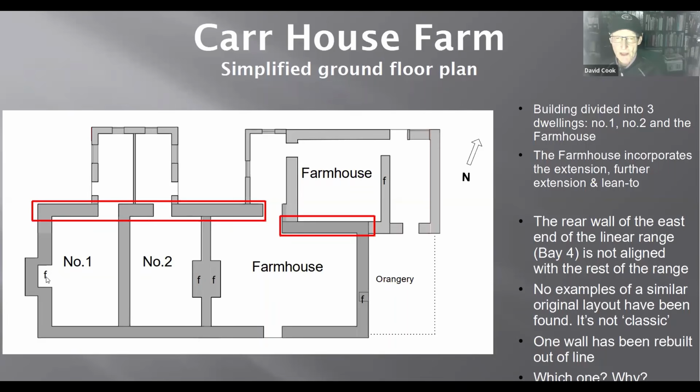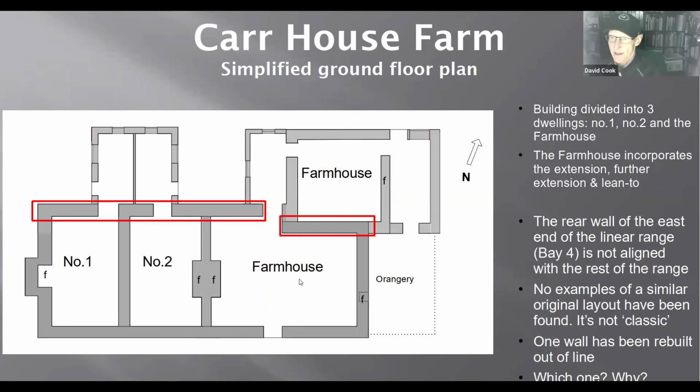There are your chimneys. Number 1 has the original fireplace for the 17th century house. Number 2 has his fireplace here off that stack, which I called into question right at the start. There's also a fireplace on the other side heating what I'm calling the farmhouse here. The farmhouse also incorporates the extension, which is this single pile bit added onto the back here.